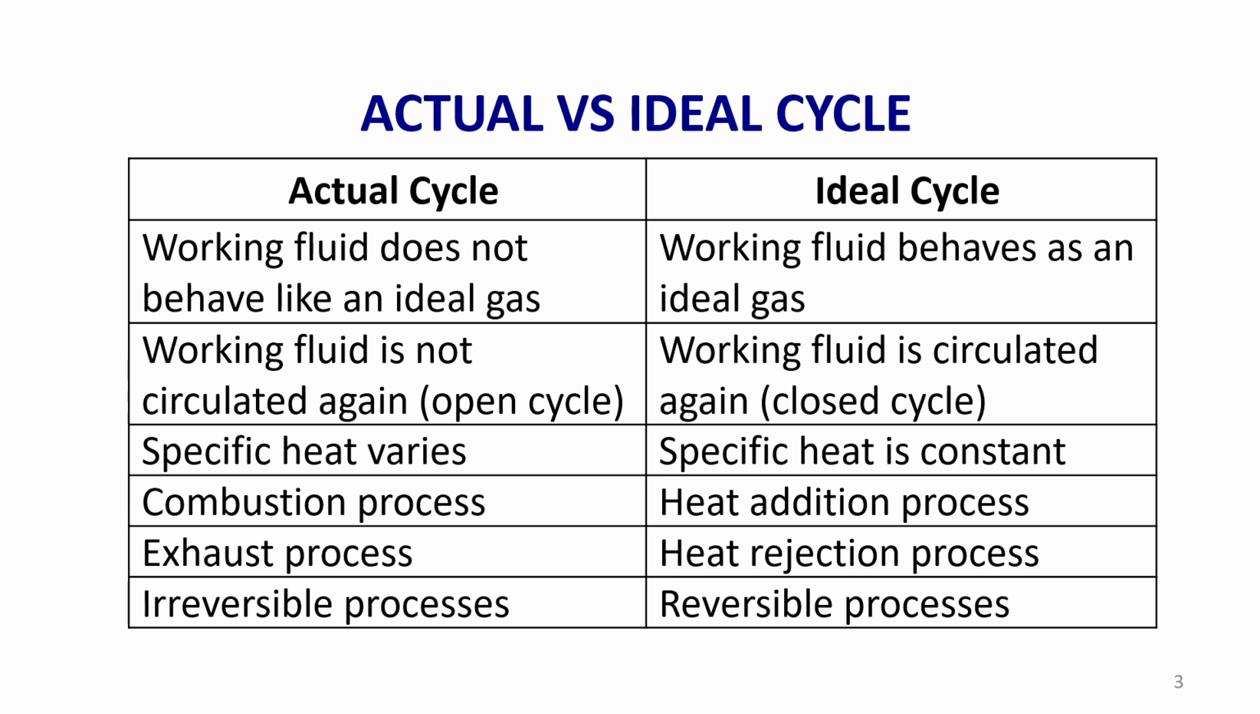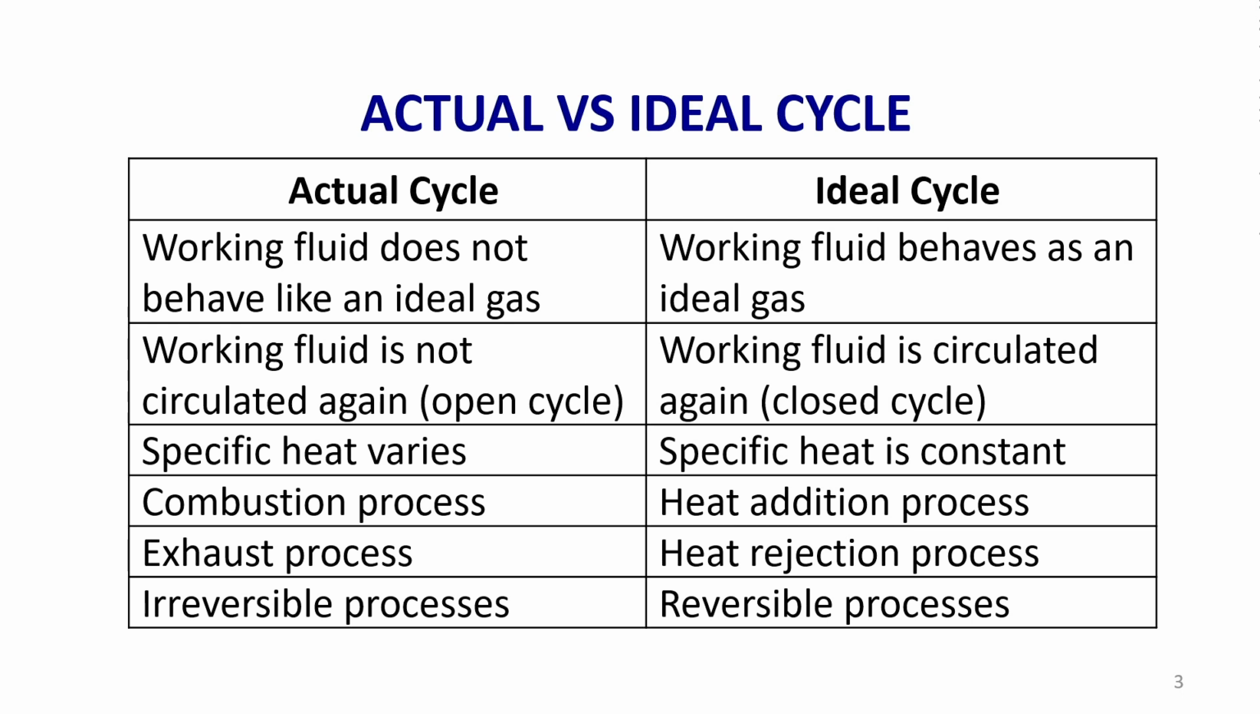And the last one is, in the actual cycle the processes are internally irreversible, whereas in the ideal cycle the processes are internally reversible. Now what is the need for going for an air standard cycle or analysis of an ideal cycle? If you see the actual cycle, when we want to do the detailed modeling analysis, it becomes a little bit tedious and complicated. So to make the analysis simpler, these assumptions have been made.